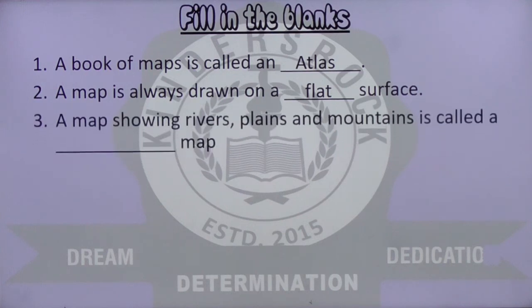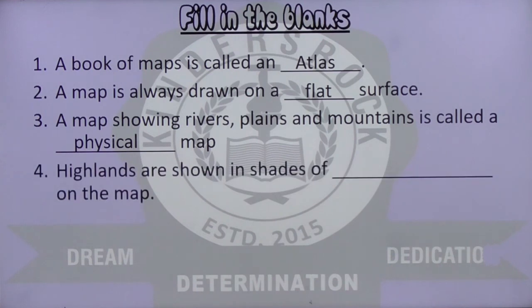Very good. A map showing rivers, plains and mountains is called a physical map. Highlands are shown in shades of dash on the map. And the answer is brown and yellow.